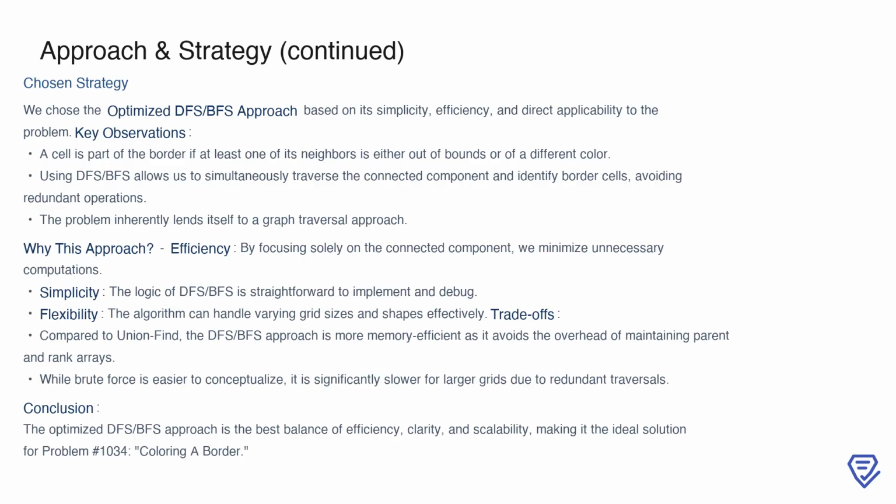Compared to union find, DFS/BFS is more memory efficient since it avoids the extra overhead of maintaining parent and rank arrays. While the brute force method may be easier to grasp conceptually, it is significantly slower for large grids due to excessive traversals. By focusing directly on the connected component, the optimized DFS/BFS approach achieves both clarity and efficiency, making it the ideal choice for solving coloring a border.